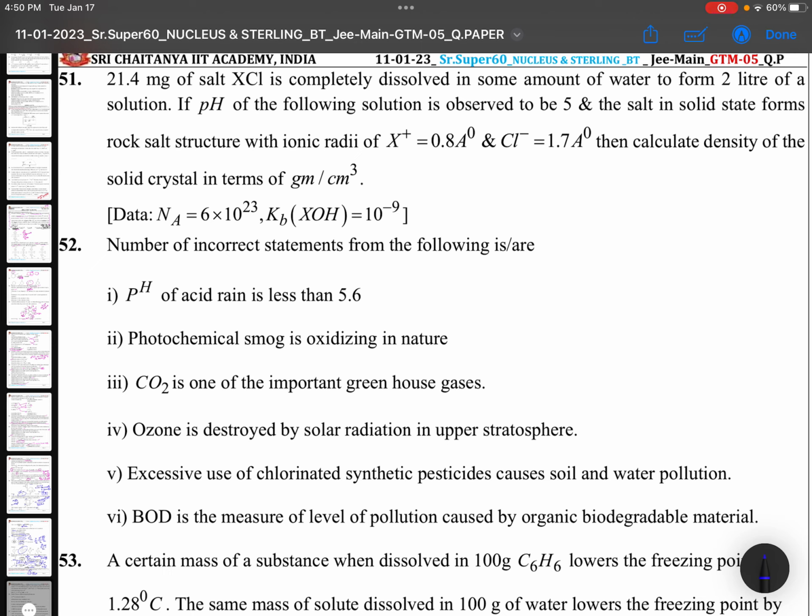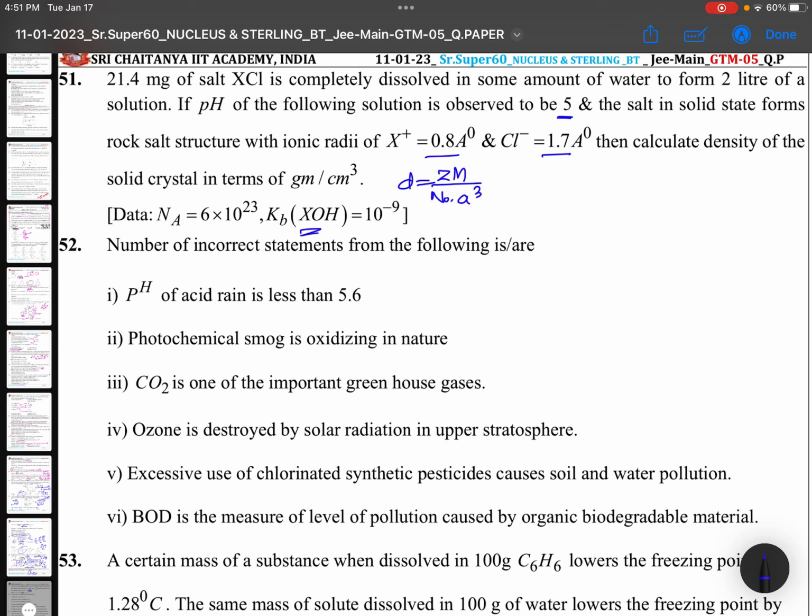21.4 milligrams dissolved in some amount of water to form 2 liters of a solution. The pH of the solution is 5. The salt in the solid state forms a rock salt structure with ionic radius ratio 0.8 to 1.7. Then you calculate the density of the solid crystal. Density is equal to Zm by N0 A cube.